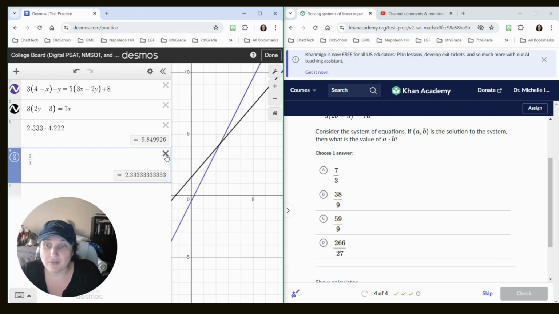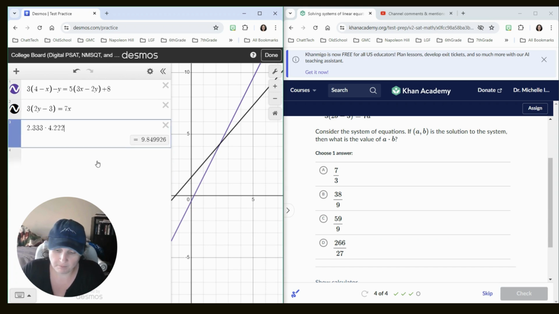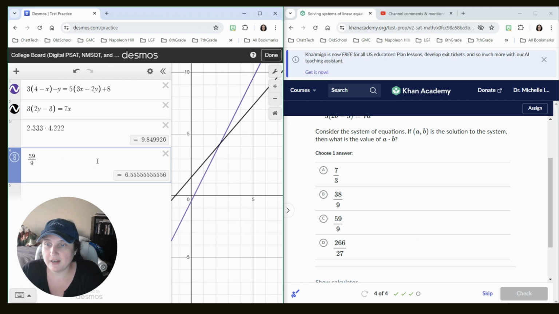So clearly it's not 7/3. 38 divided by 9? Nope. 59 divided by 9? Nope. 266 divided by 27? Looks gosh darn pretty close to me. It's only off by what? 2 thousandths? That's our answer.